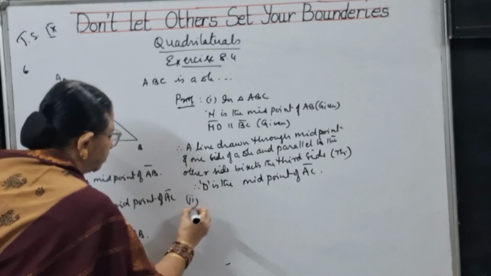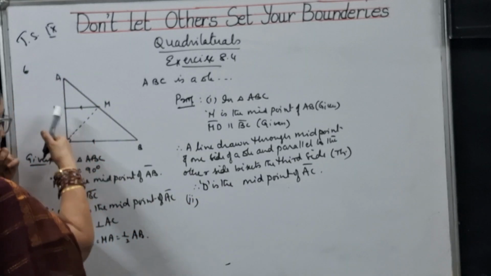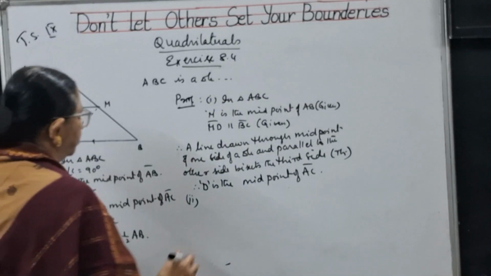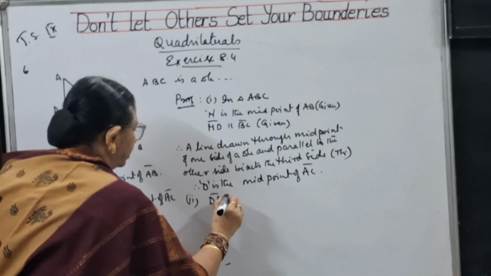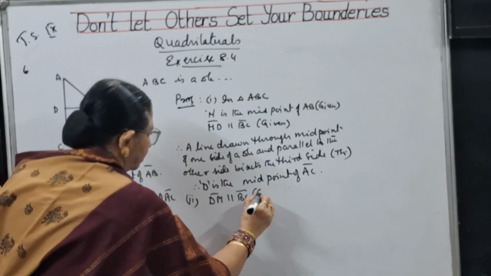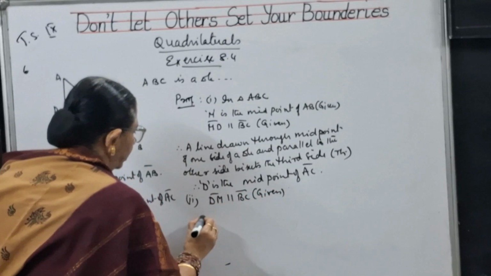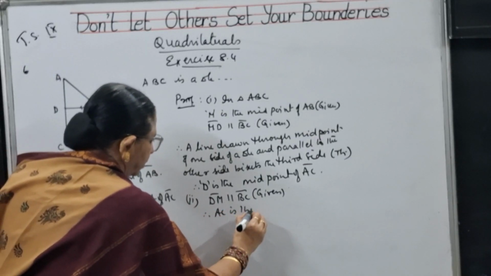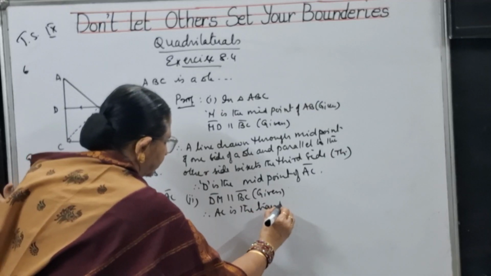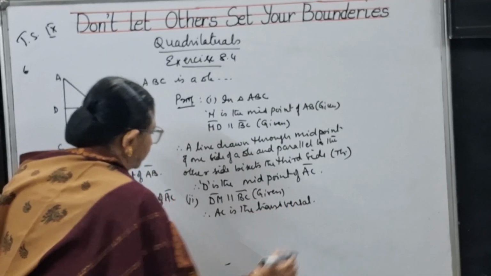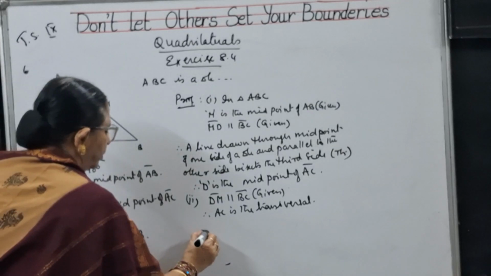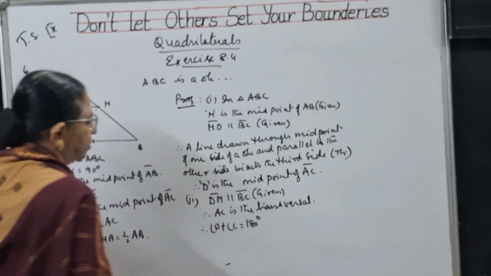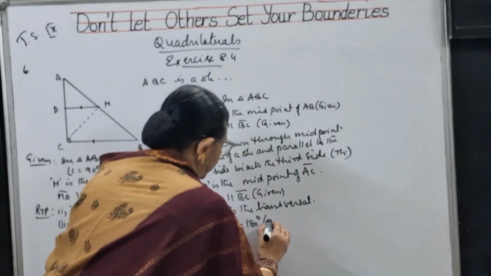Now second one. We have to prove that MD is perpendicular to AC. MD is perpendicular to AC means we know that DM is parallel to BC. This is given to us. Therefore, I can say AC is the transversal. If AC is the transversal, we can say that therefore angle D plus angle C is equal to 180 degrees. Why? They are interior angles.